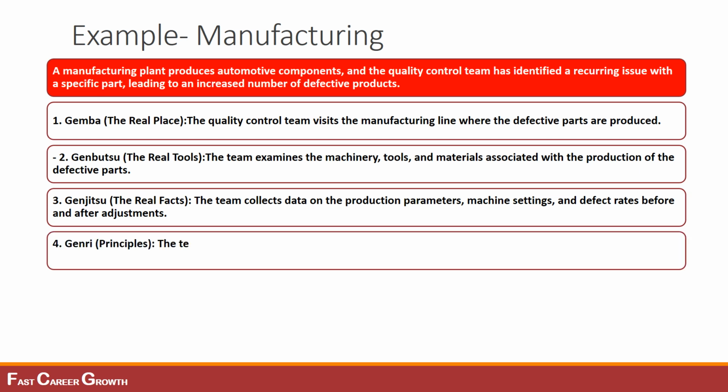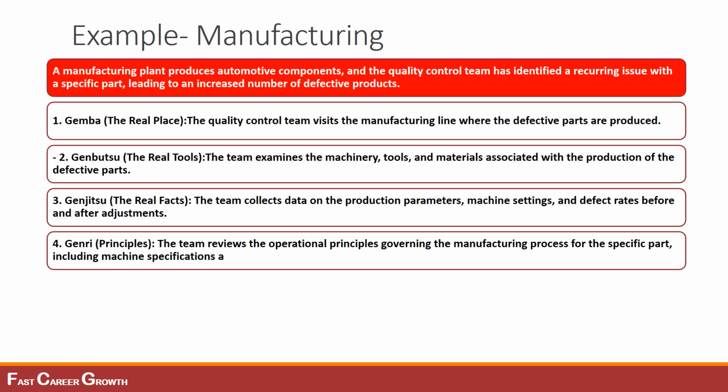The team reviews the operational principles governing the manufacturing process for the specific part, including machine specifications and production standards. Purpose of GENRI: understanding the principles. GENRI helps in discerning deviations from the ideal manufacturing standards. It provides a theoretical foundation for identifying root causes.